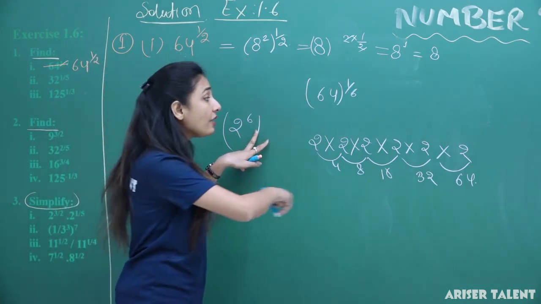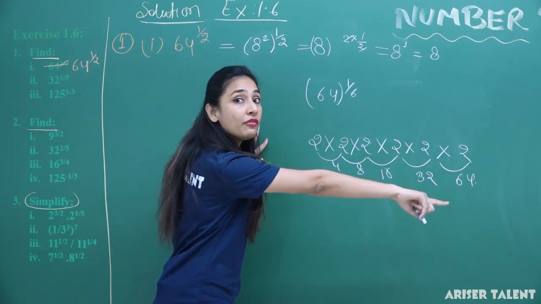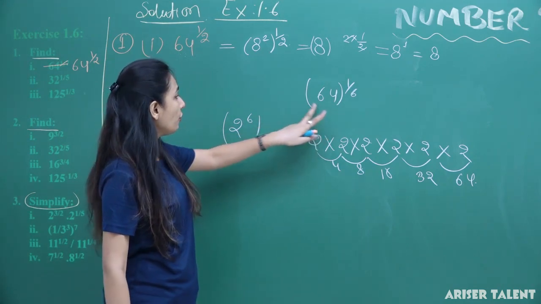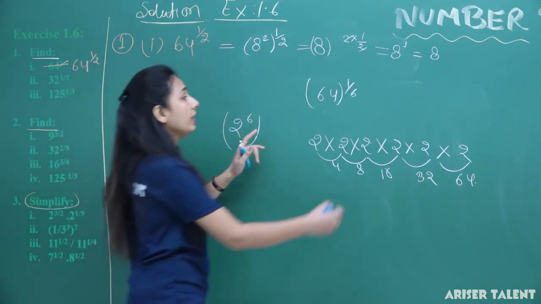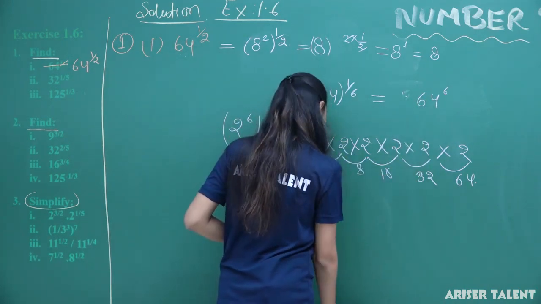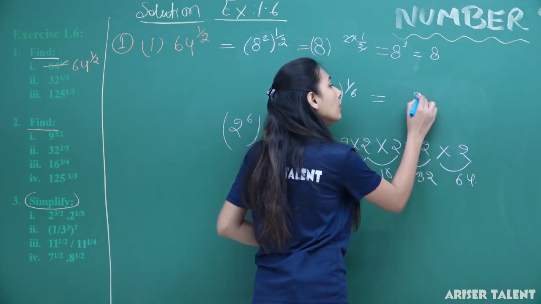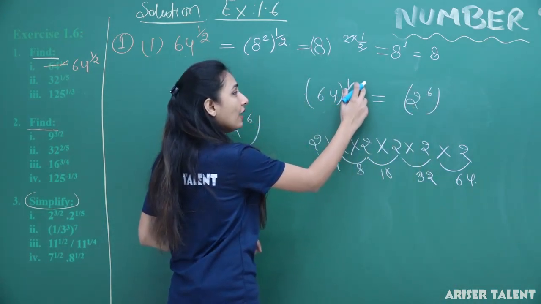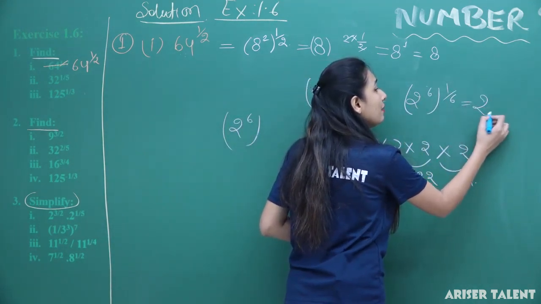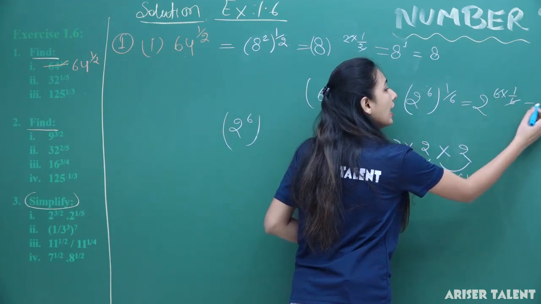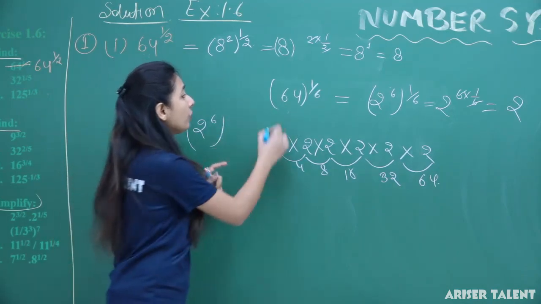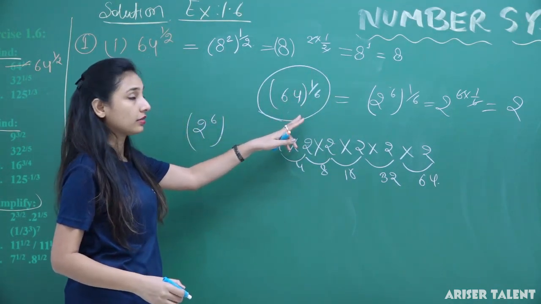What are you doing? Prime factorization. This is what prime factorization is. Factorization of 64 gives you 2 raised to power 6. Then 2 raised to power 6, and in brackets I will write 1 by 6. That means 6 multiplied by 1 by 6, and what will be your answer? 2. Your answer will be 2, and your question was 64 raised to power 1 by 6.